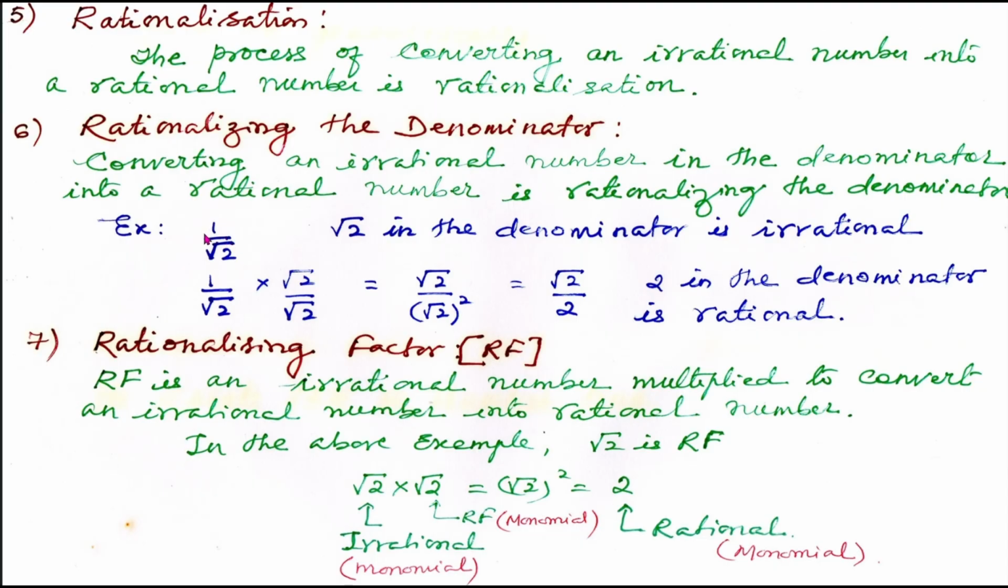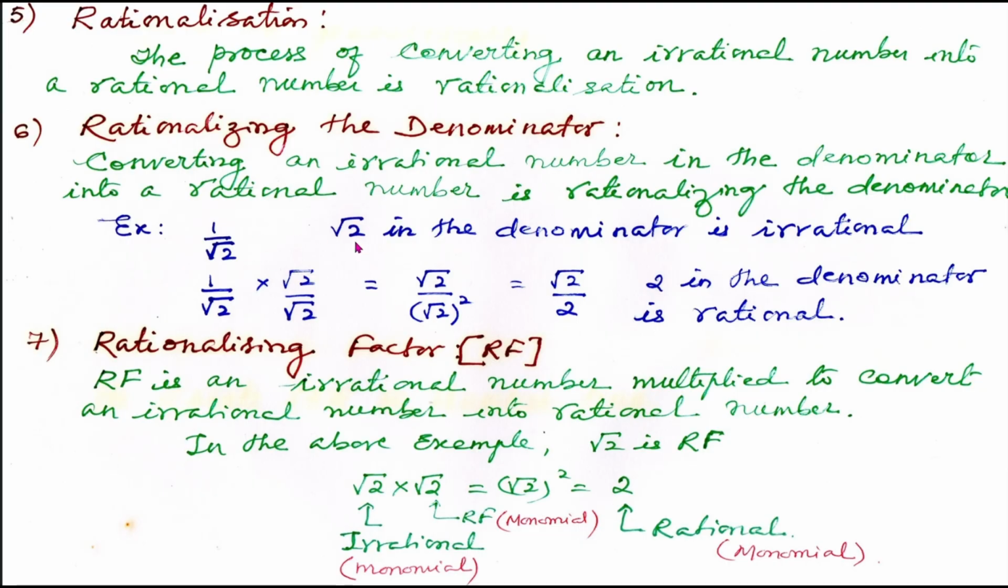Let us understand this. 1 by root 2 is an irrational number with root 2 in the denominator. Multiply by root 2 in the numerator and the denominator. We cannot only multiply in the denominator, we have to multiply in the numerator, otherwise the value will change. So root 2 into 1 is root 2, root 2 into root 2 is root 2 square, which is 2. Therefore root 2 by 2. We have converted the irrational number in the denominator into a rational number, and this process is called rationalizing the denominator.